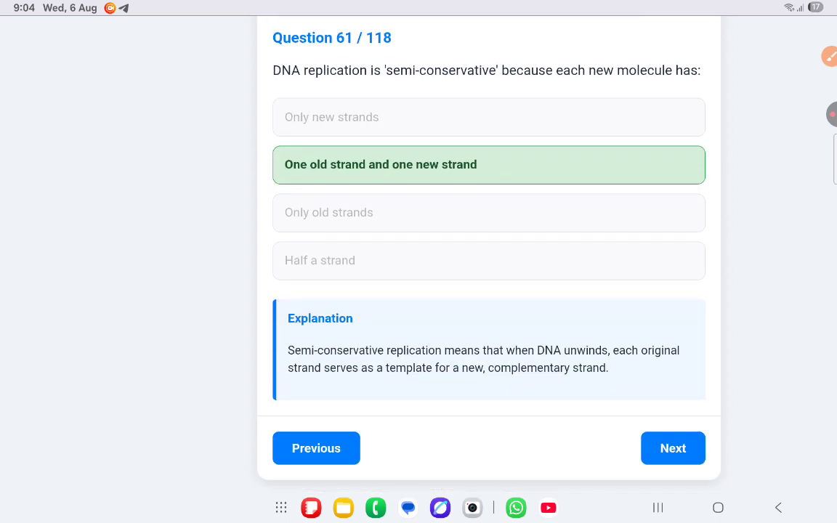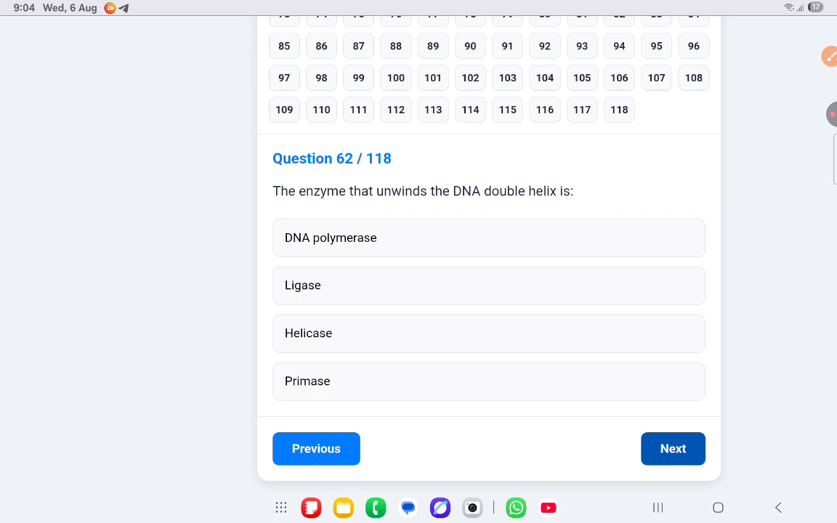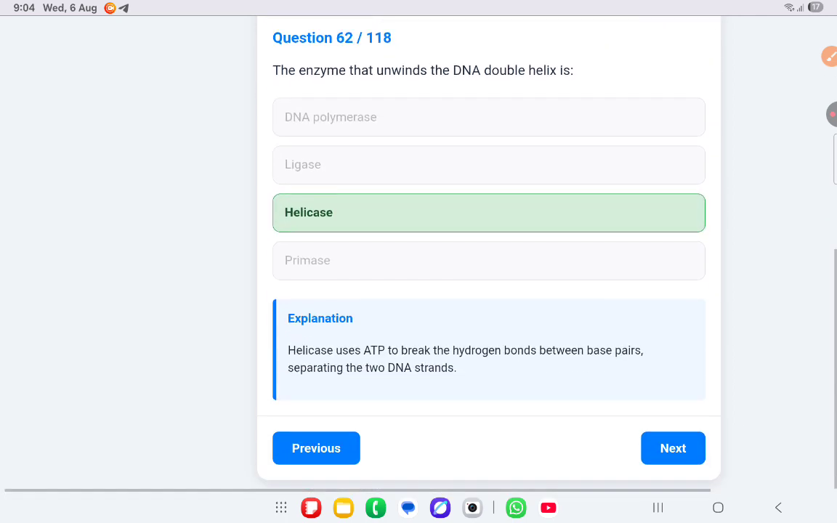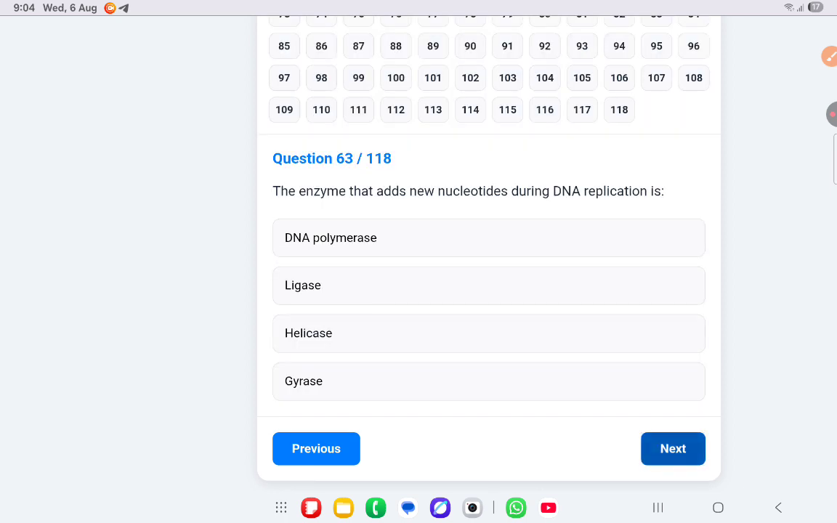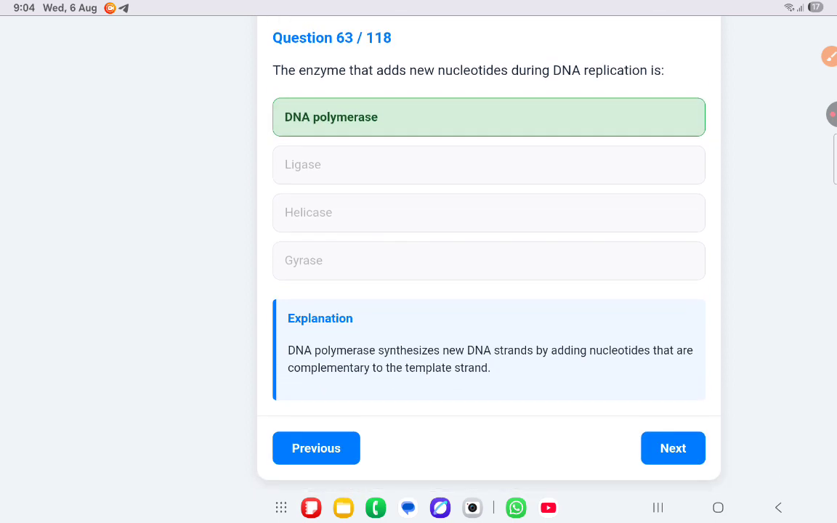Next, the enzyme that unwinds the DNA double helix is helicase. क्या होता है वो? Helicase. Next, the enzyme that adds new nucleotides during DNA replication. क्या होता है वो? DNA polymerase.